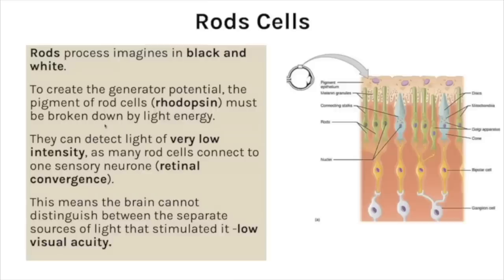Now, although this gives the benefit that you're able to see in black and white, even if it's very dark, because all of those connecting rod cells contribute towards reaching that threshold to generate an action potential, the downside is it provides low visual acuity. And what that means is it's difficult for the brain to distinguish between the separate light sources. So you don't have very good clarity in your vision.